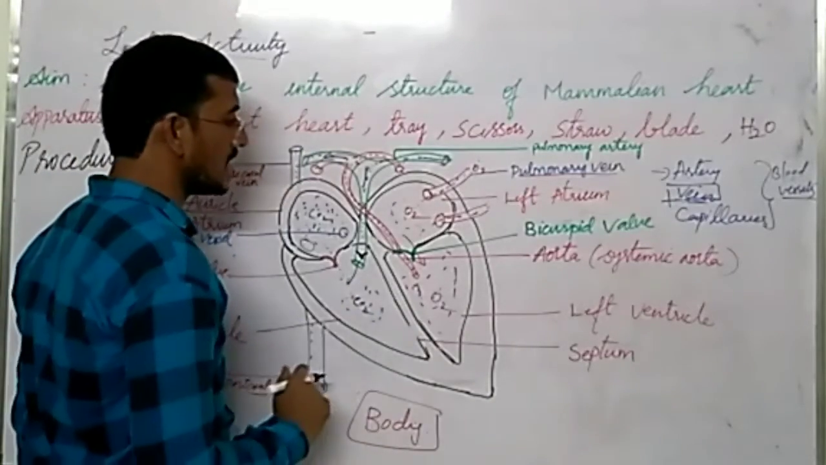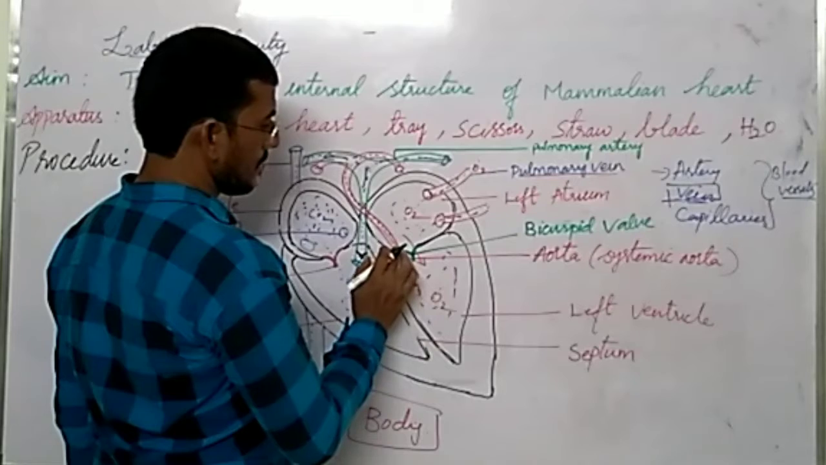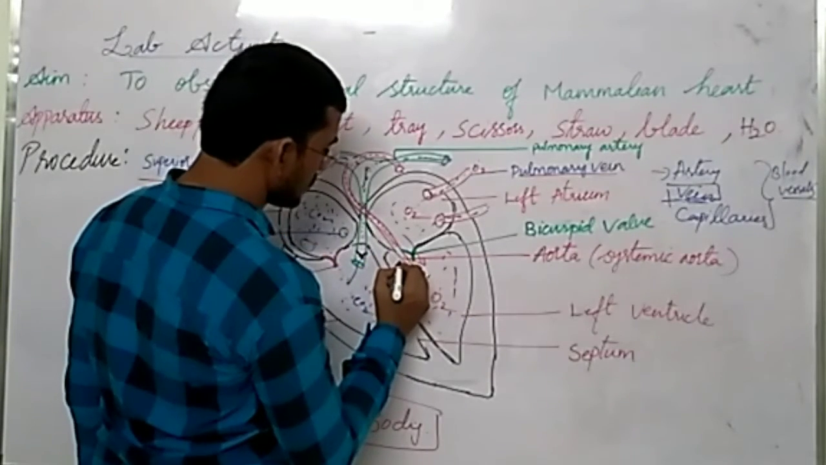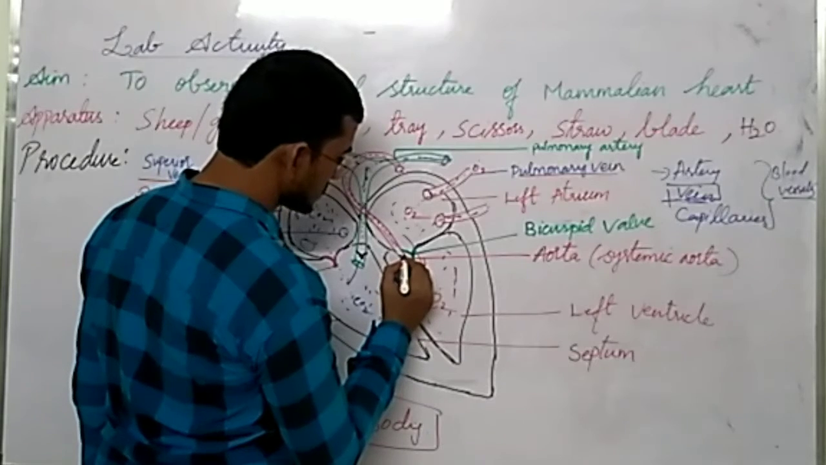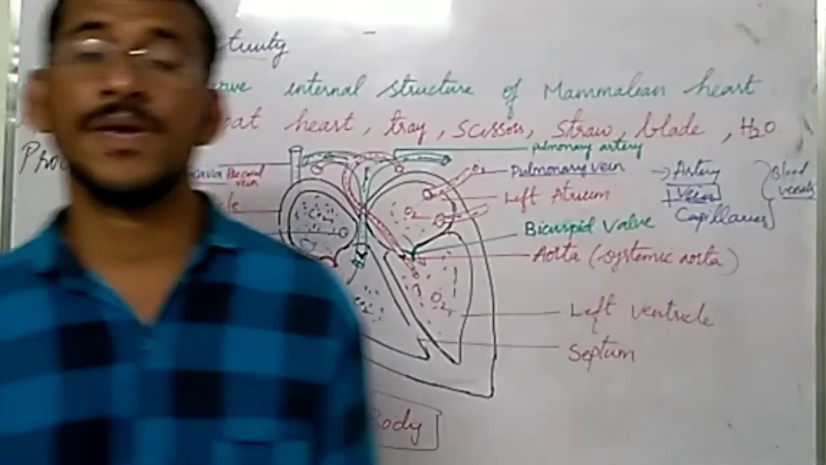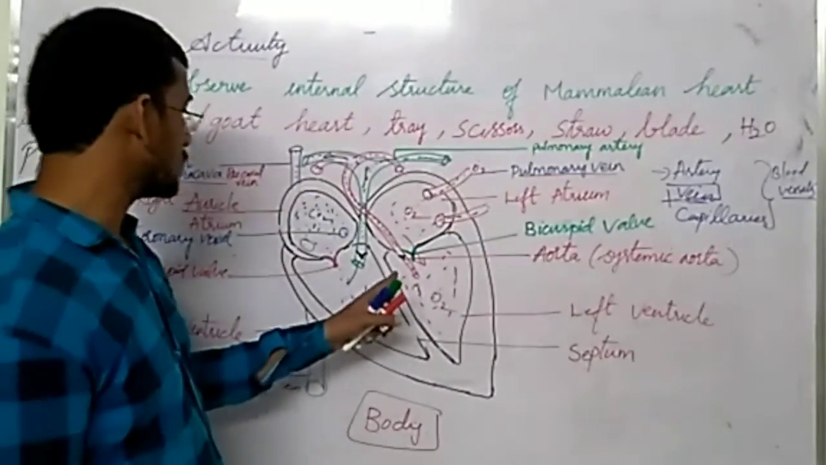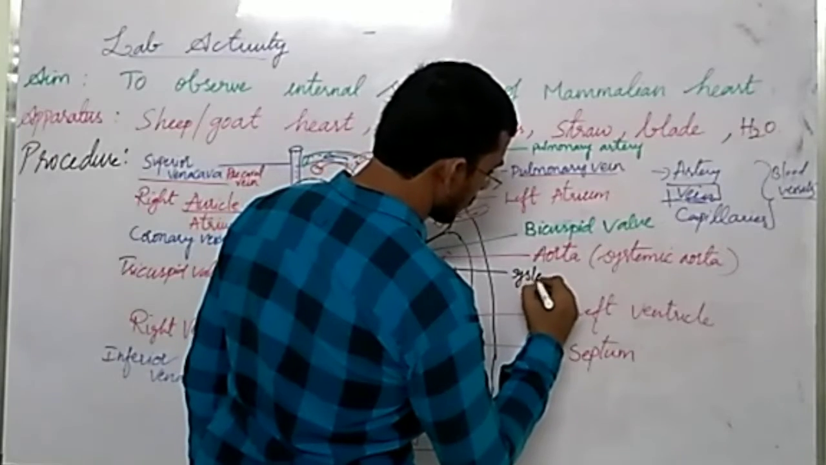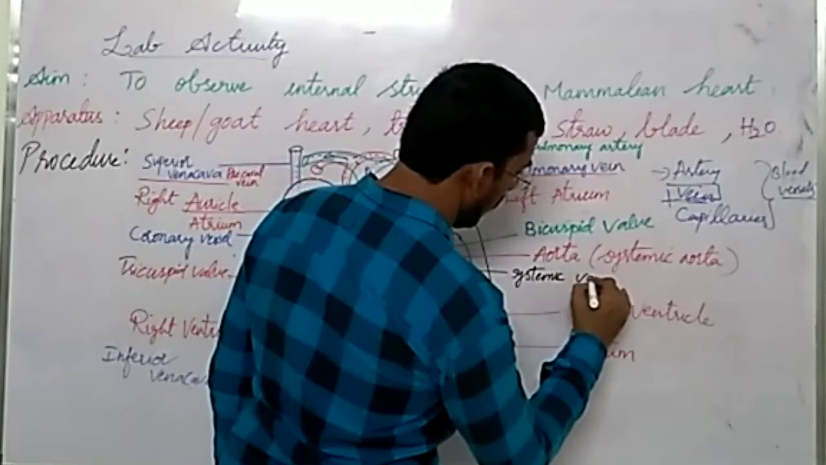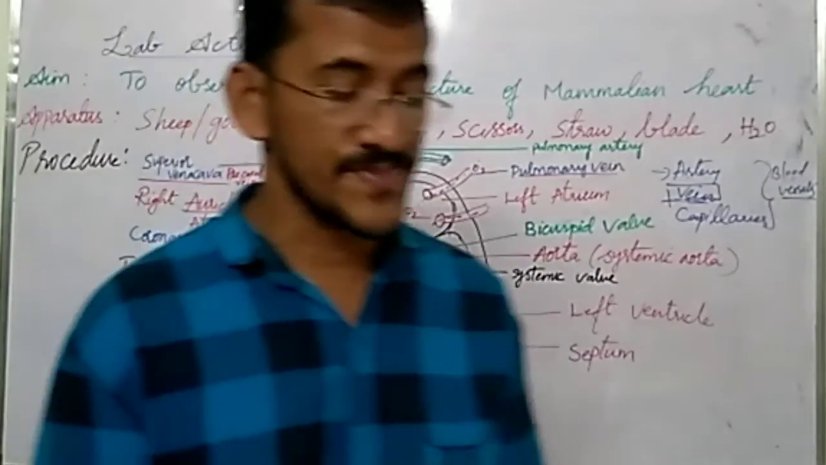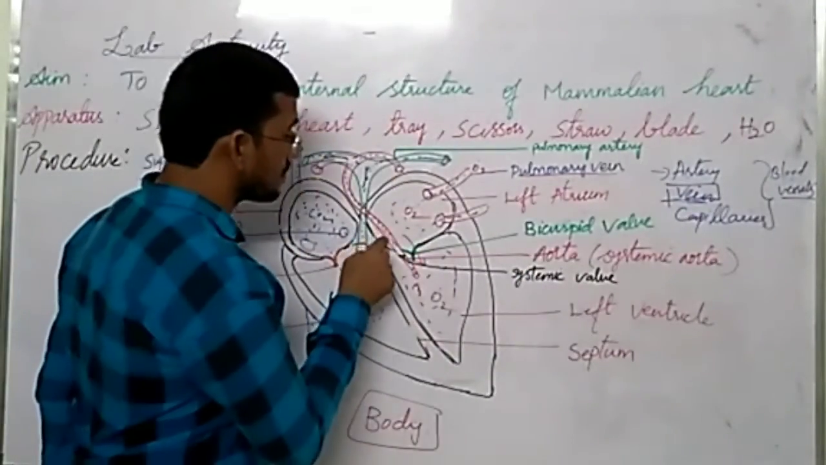There is one more valve present in systemic aorta, and this valve is called as systemic valve. What is the use of this systemic valve? This valve will prevent the backflow of the blood from systemic aorta to left ventricle.